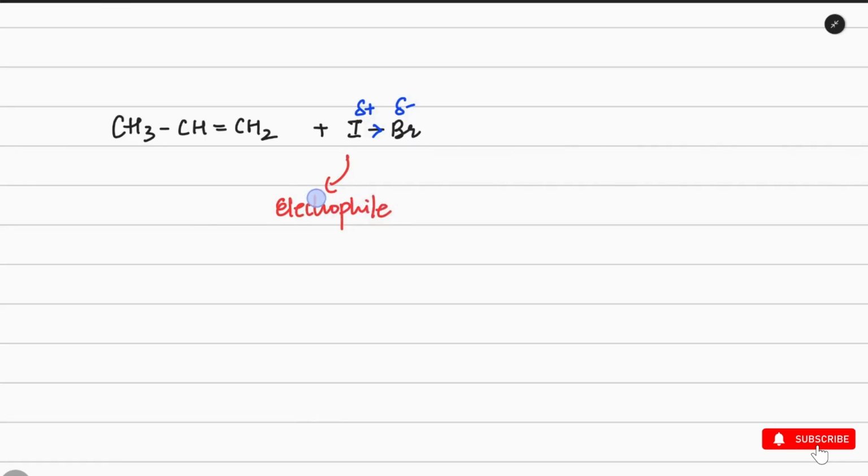I'll write propene here: CH3, CH, CH2. This is propene, correct? And it is dealing with IBr. So if I see IBr, the most electronegative is Br, which becomes partial negative, and the electropositive end, partial positive, will come on I, because electrons are pulled towards the bromine, creating partial negative on the bromine and partial positive on I. This one is also called the electrophile, right? The electrophile has been generated. The other will behave as a nucleophile.